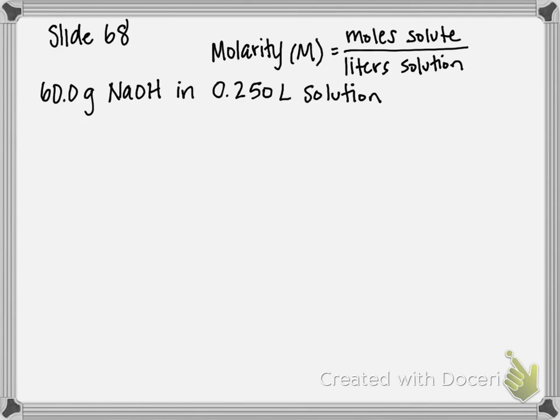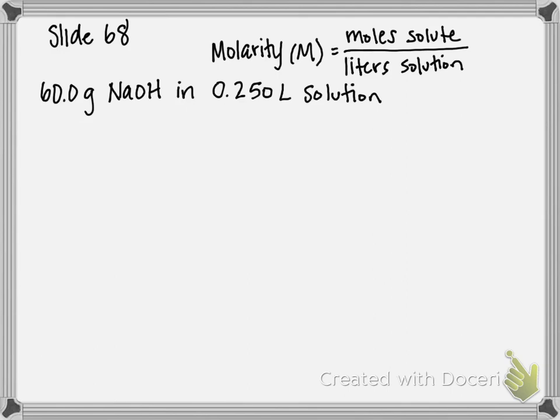Molarity is typically represented with a big M, but it can be broken down. It basically means moles of solute over liters of our solution. So in this problem, we have liters of solution, but we're given our sodium hydroxide in an amount of grams. So in order to get from grams to moles to be able to calculate molarity, we're going to need to divide by sodium hydroxide's molar mass.